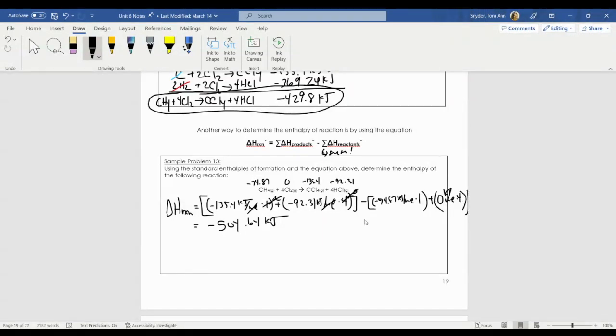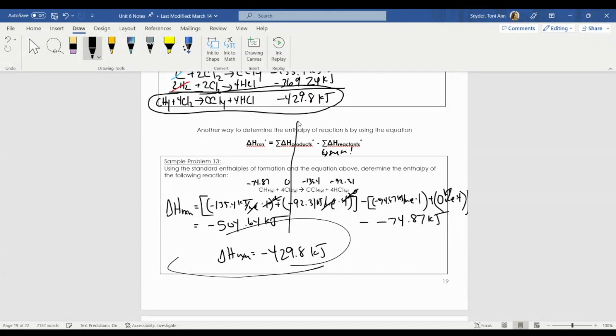When you solve this part of the reaction, I have negative 504.64 minus negative 74.87 kilojoules. So when you do that final part, so negative 504 plus technically 74.87, I get a delta H of reaction that's equal to negative 429.8 kilojoules. Check that out. This guy and this guy match each other.